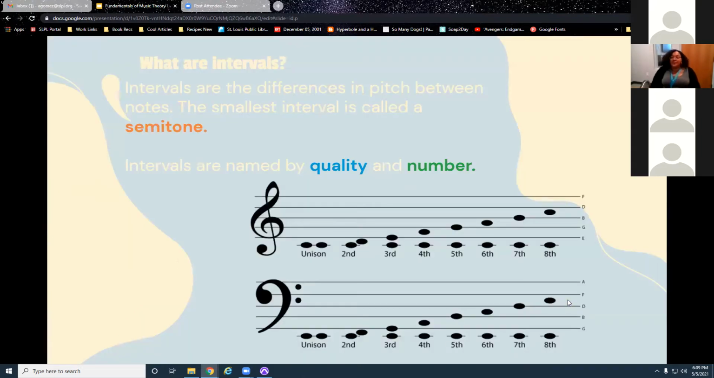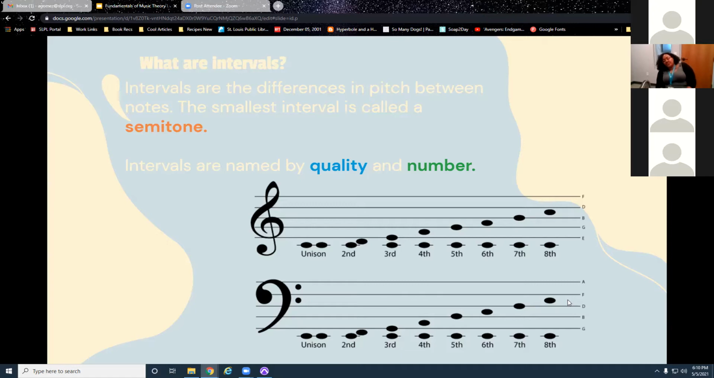So let's talk about what intervals are. Intervals are the differences in pitch between the notes. What we talked about in the last workshop is that pitch is the frequency. Every note, and any sound that you hear, is going to have its own frequency. The differences between those pitches when we talk about music are called intervals. And intervals are referred to as semitones or tones. You might also hear half step or whole step. They mean the same thing. I usually refer to them as semitones. That's how I learned it, but it's not incorrect to call it a half step or a whole step.